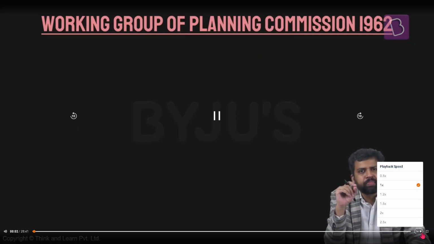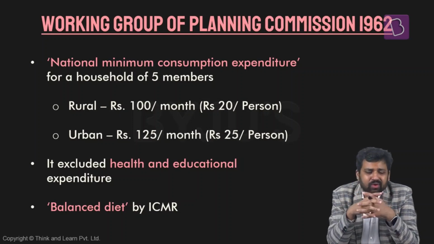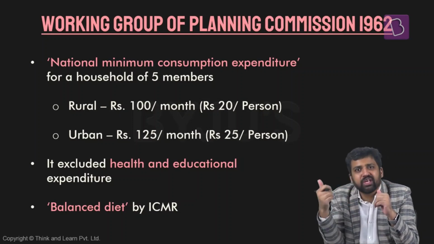Now, what we will do is we will try to look at how, at different points of time, we have estimated poverty. We refers to the state of India. How India has estimated poverty. What are some of the official estimates of poverty? What have been the measures?